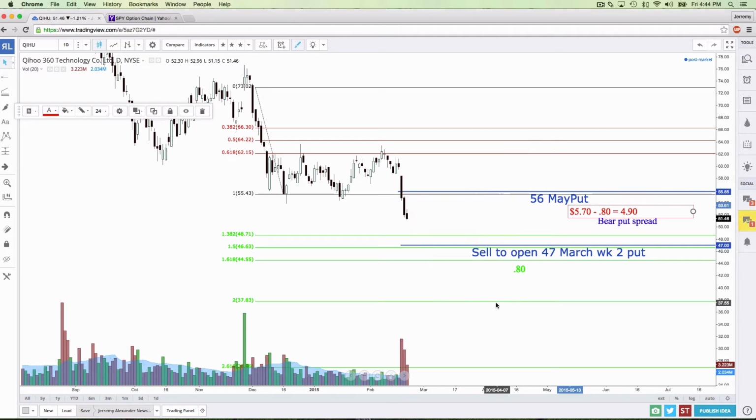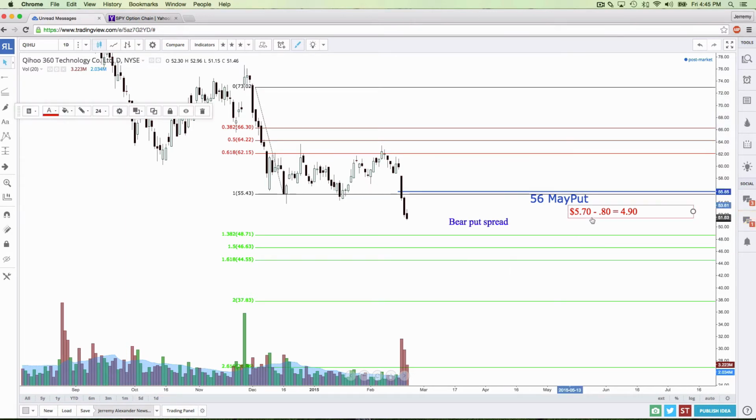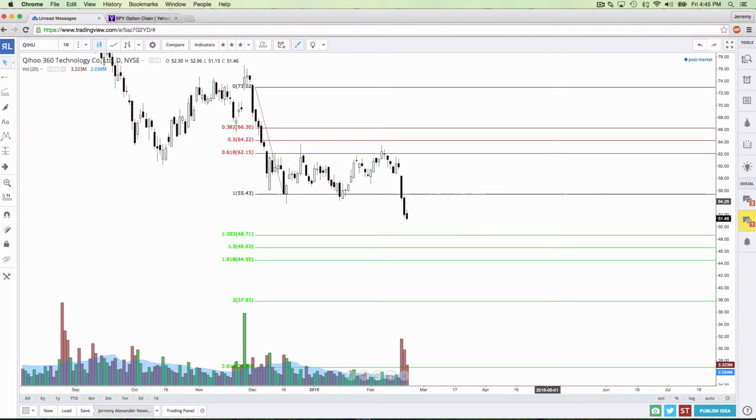This is called a bear put spread, and this is how it works. The reason that I do this when I'm in a bullish position is to offset the cost, to bring that money into my account, offsetting my purchase.